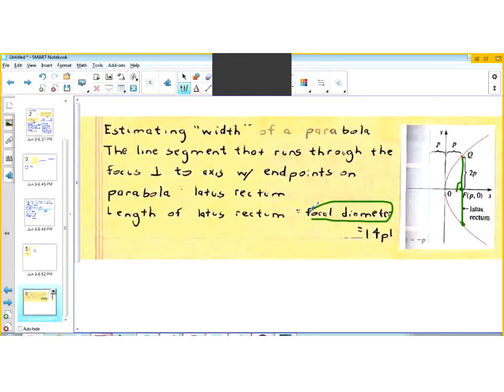All right, so I guess we'll have some problems calculating that. And why do we want to calculate the focal diameter? All right, so let me show you a couple of examples as to why we would want to do this.